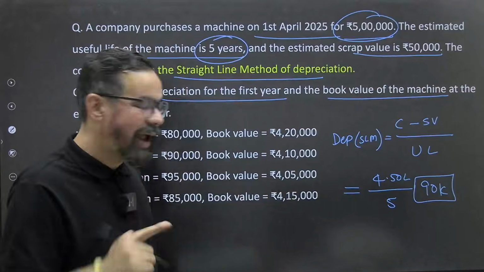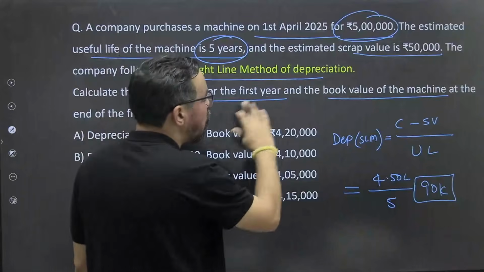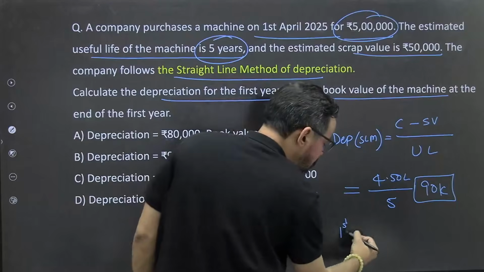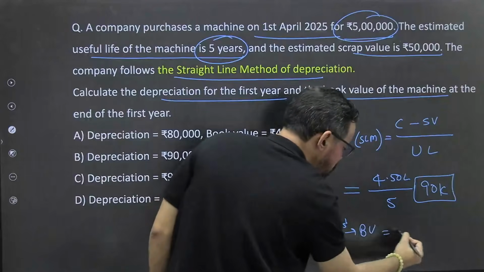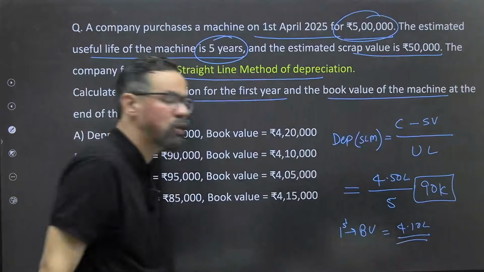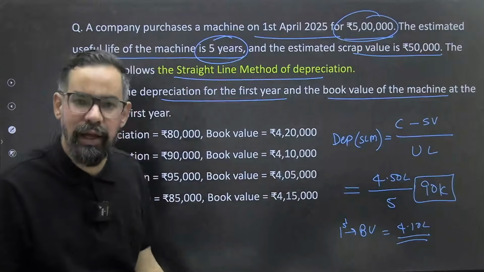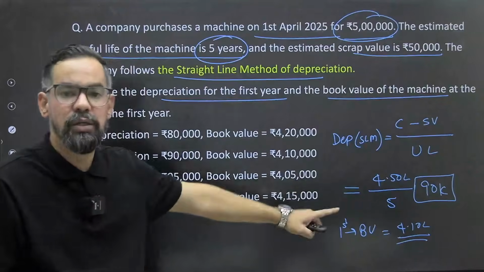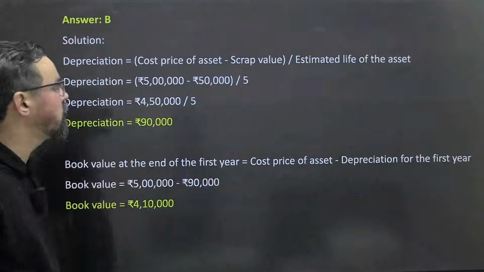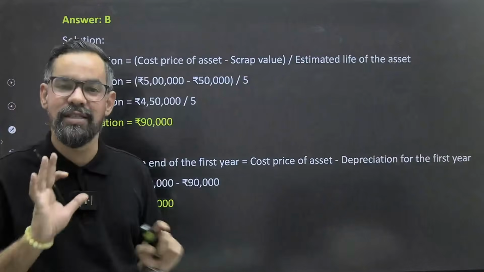And at the end of first year, asset value is, so now the value was 5 lakhs, 5 lakh minus 90,000. So first year book value will be 4.10 lakh. How did we reach 4.10 lakh? 5 lakh was the value minus 90,000 depreciation of the year. So it is 4.10 lakh. So option B will be the right answer for this particular question. As simple as that, right? So nothing with this straight line method.